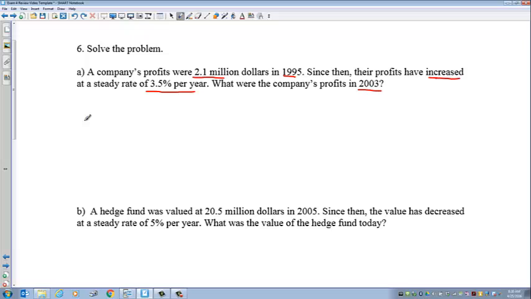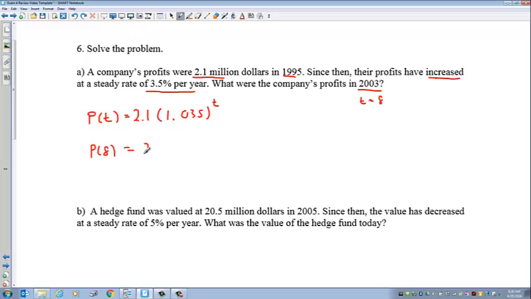Right, so there are a couple ways to do this. You can come up with a profit formula, so P of t, which is just equal to the initial value, which is 2.1, and then times the growth factor. So how is it growing each year? Since it's growing, you always have this 1 here that stands for the whole part, and then 3.5% is 0.035 as a decimal, and we'll raise that to the t. So there's a formula for that. And then 2003, well, it starts in 1995, so t is 8. So basically, this is saying, hey, find P of 8.